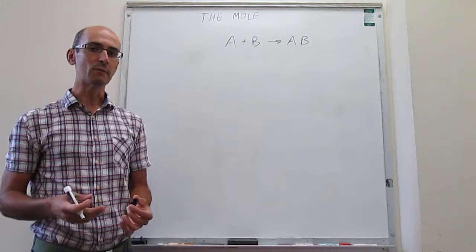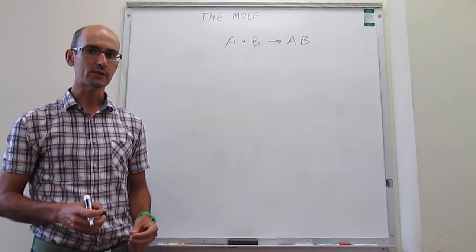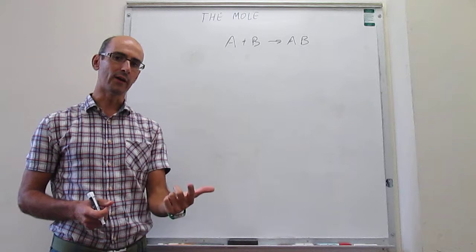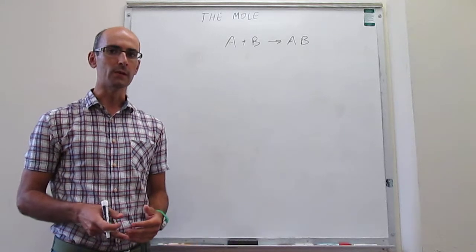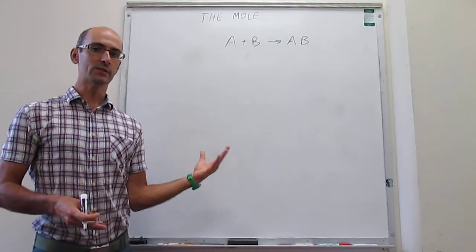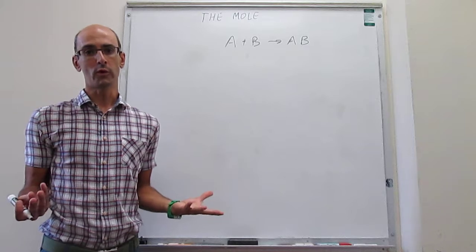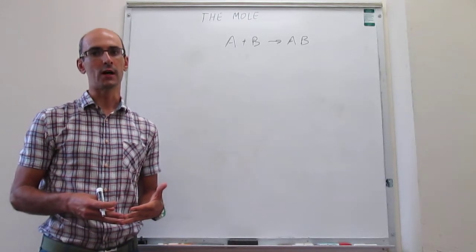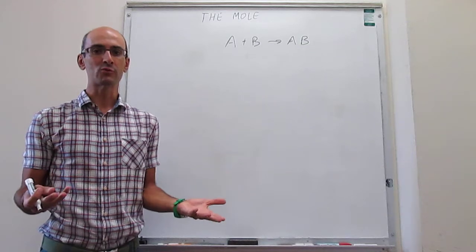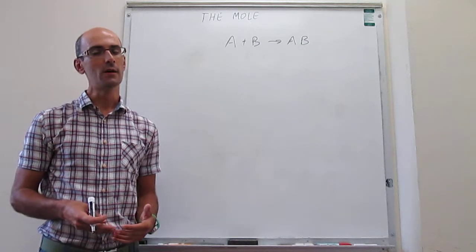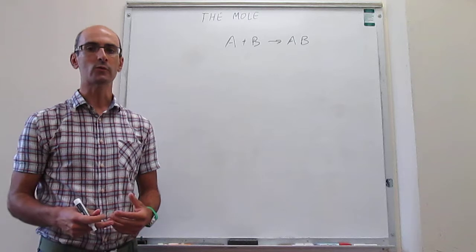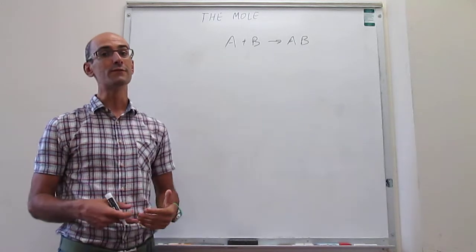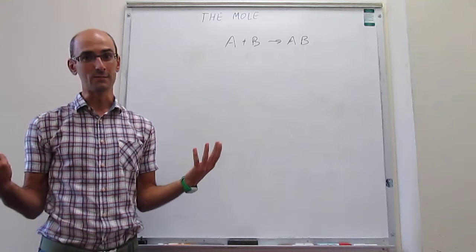Now we know that these transformations take place at the atomic level. So this reaction means that one atom of A is going to combine with one atom of B to generate one molecule of AB. The problem is that while that is true, we don't work at the atomic level. Generally, when we go to the laboratory, we work with macroscopic samples that contain not one atom, but many millions of atoms. So the question is, how do we scale a concept that is atomic in nature to something that we can use that contains many millions of atoms?